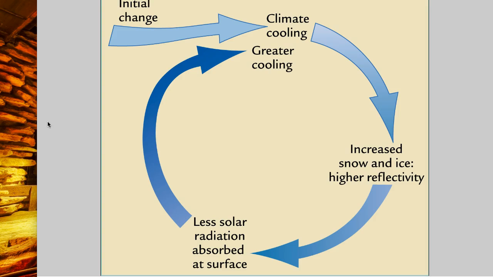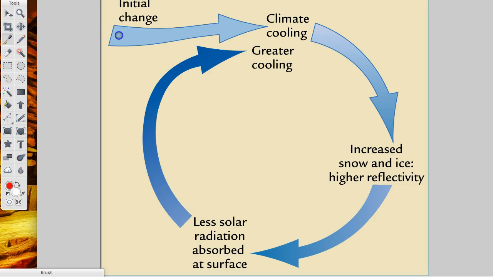Now remember, albedo is the proportion of radiation reflected back from Earth's surface. And in your book, table 2-1 shows the albedos of different surfaces. And remember that fresh snow and ice have really high albedos. So if we start here, there's going to be some initial change. And we have a cooling climate.